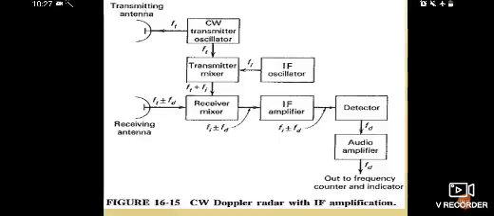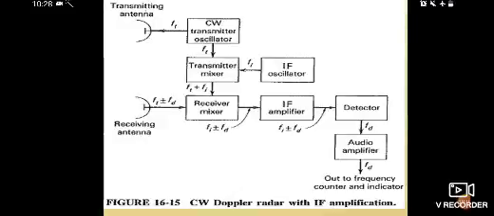And this is the modified CW radar. In this we have IF amplification. Okay, so the previous CW radar and this radar have some differences. What is that? In this we have IF amplification. We directly use an IF oscillator and IF amplifier. In the previous CW radar, we don't have the IF oscillator and also the IF amplifier. Okay, so this is the modified CW radar.